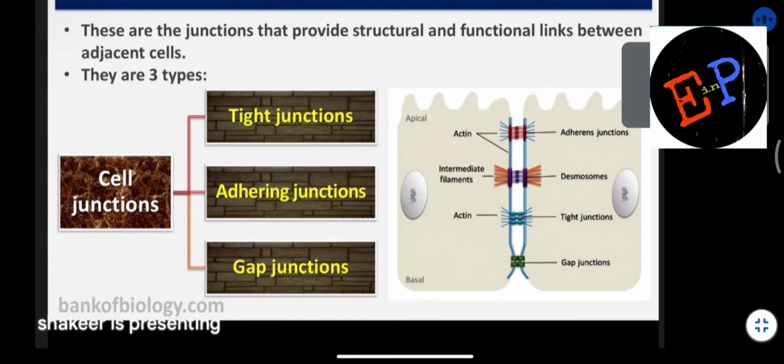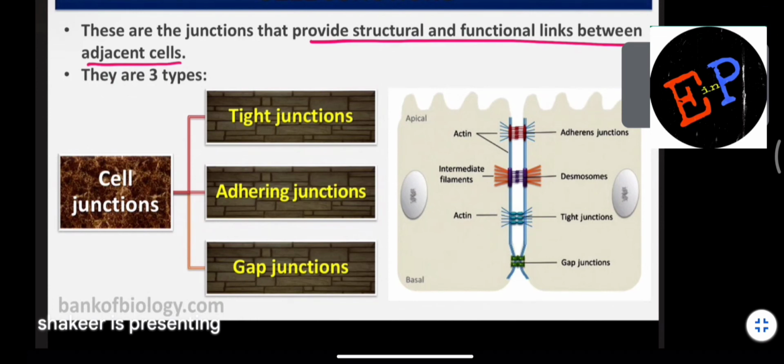Are you able to understand? It is maintaining its volume. Similarly, for the body also to maintain its shape and size, between two cells there should be some joinings, and these joinings we can call cell junctions. So these are the junctions that provide structural and functional links between adjoining cells. It means to maintain the structure, these cell junctions are responsible. To perform different functions also, these junctions should be present.